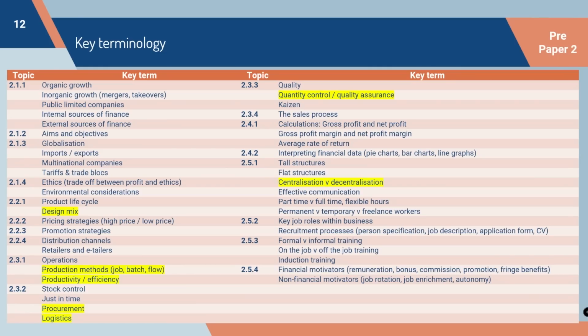In terms of 2.3, it's got quite a few key terms, so I've highlighted quite a bit in here because I think it's probably one of the hardest bits. In terms of production methods, you just need to know the difference between job, batch, and flow and when they would be used. Job production is where it's one-off production of individual items.